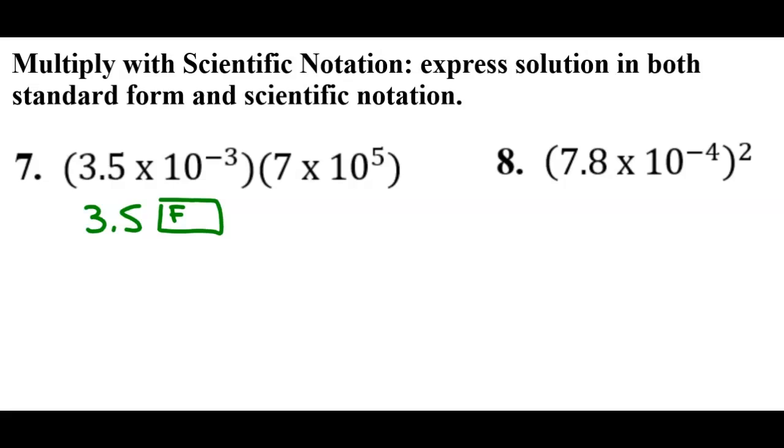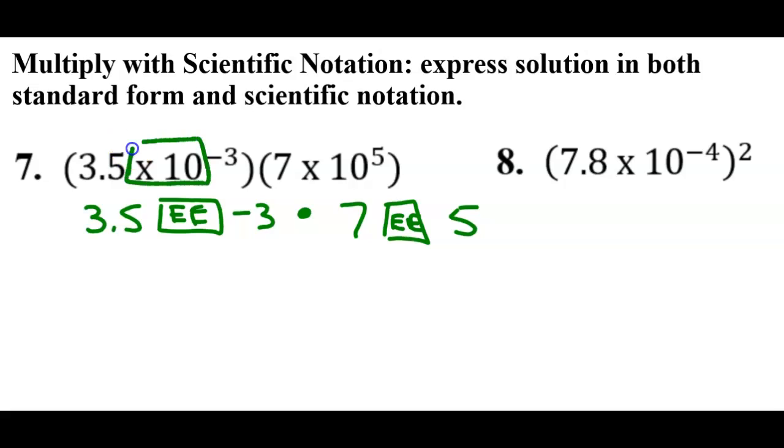I'm going to hit my EE button, and I'm going to put -3 in. And I'm going to multiply that by 7 EE 5. And I'm going to hit equals. The EE button stands for all of this. This is what EE is. So we don't put the times 10 in there at all. Okay? Don't type that. That replaces the times 10.